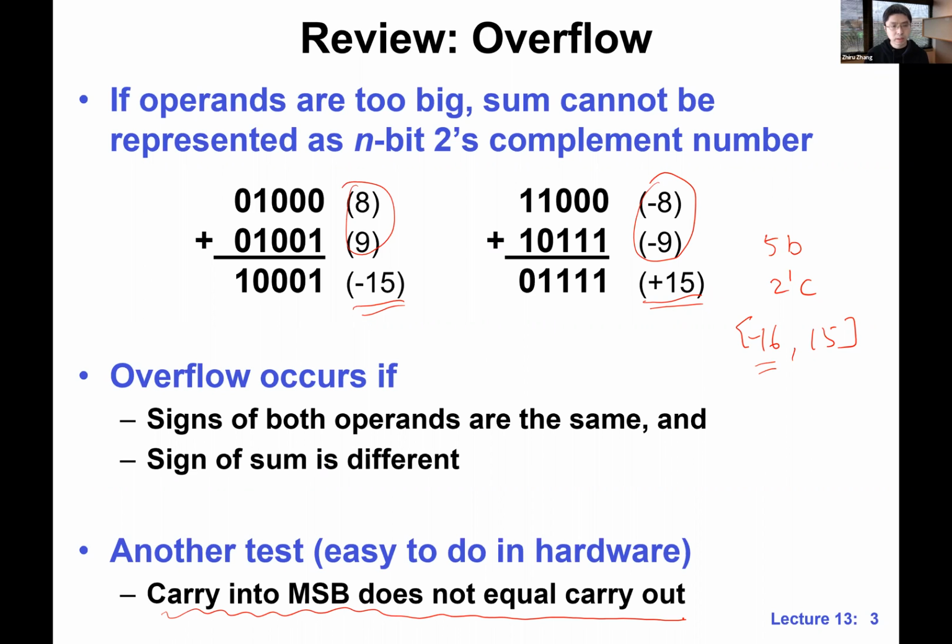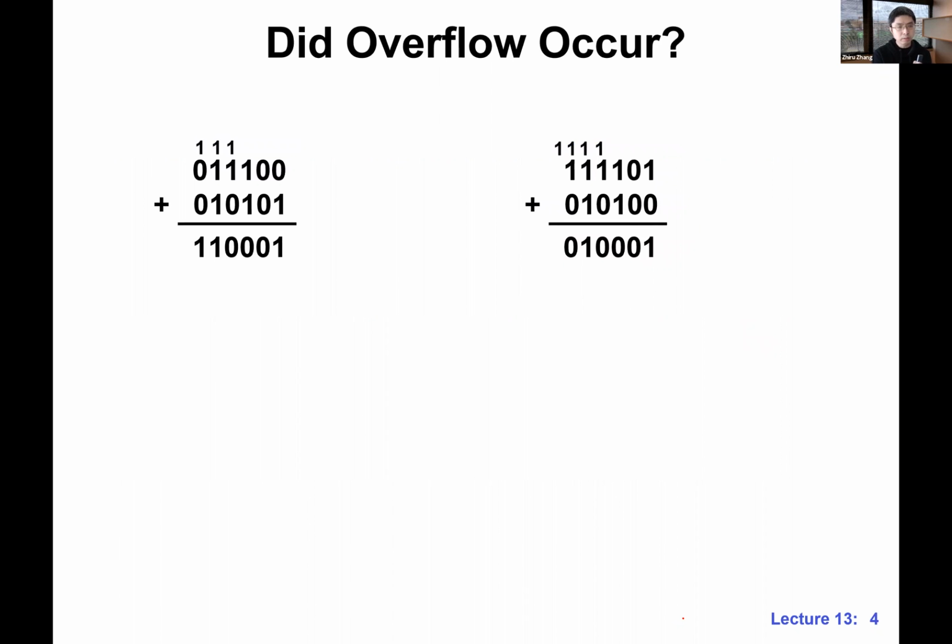If they're not the same, then we have an overflow. Okay, let's try to analyze it a little bit more with another example. These are the 5-bit examples, and this is a definition and the test in hardware. Last time I also asked you guys to do a quiz. This is the one.